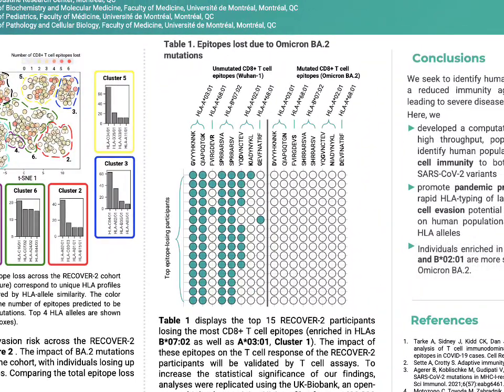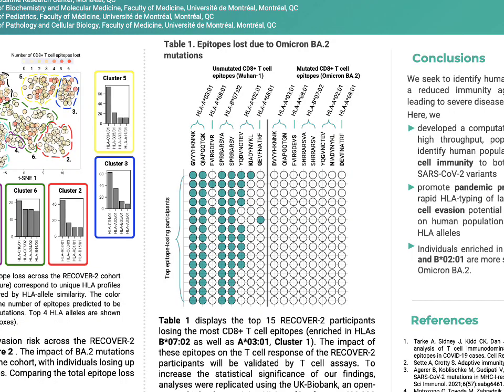What we see in the table here are the actual epitopes as well as the corresponding HLA alleles in both their mutated and unmutated forms for the 15 individuals that are most at risk of T-cell evasion, who happen to be in cluster 1. We can see enrichment, of course, in alleles B0702, A0301, A0201, and A6801. This represents the experimental framework with which we're currently validating the loss of these epitopes amongst the individuals of cluster 1.